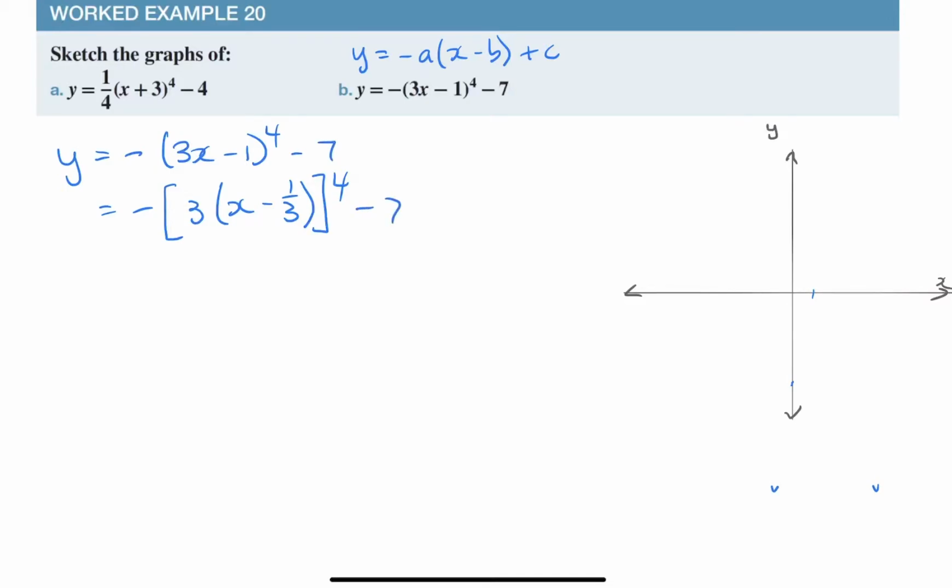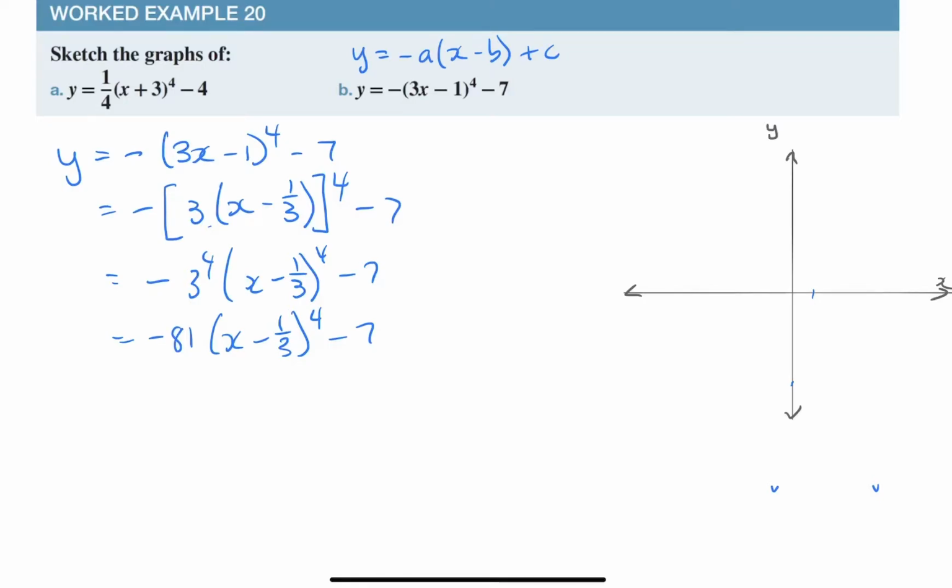Negative 7 stays there. Just have a look: 3 times x is 3x, and 3 times minus a third gives us minus 1. I'm now going to take this 4, because I have a product. It's this one times that one to the power 4. So that's the same as minus 3 to the power 4, (x minus a third) to the power 4, minus 7. That gives us minus 81 (x minus a third) to the power 4 minus 7.